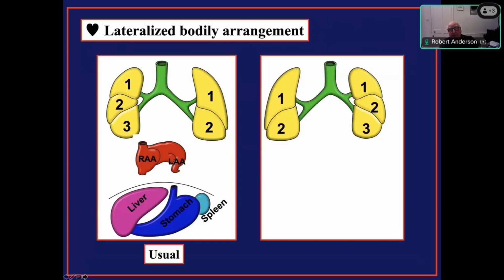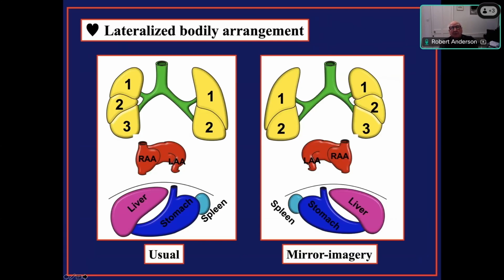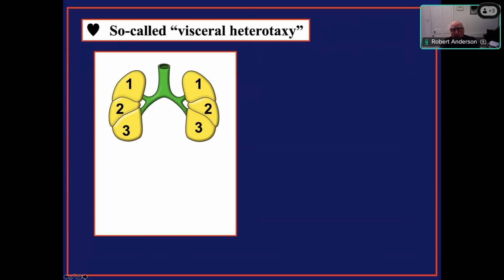And so you'll appreciate that when that is mirror imaged, the trilobed lung with the short bronchus is on the left side, the bilobed lung with the long bronchus is on the right side, the abdominal organs are mirror imaged, and so are the atrial appendages. So this is mirror imagery. And then in the arrangements that I'm sure many of you still call heterotaxy.